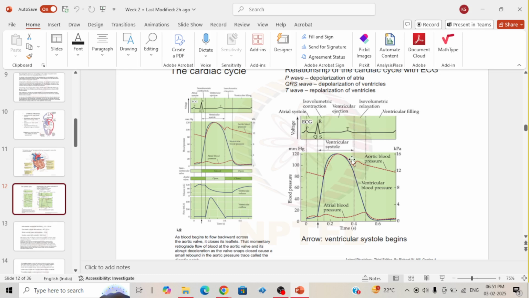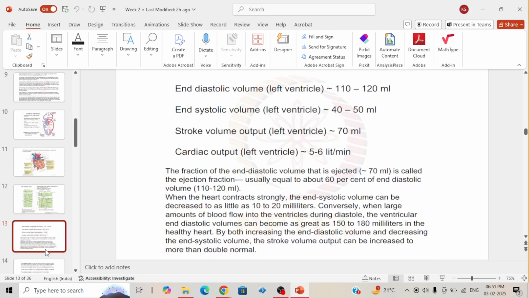And there is this phase of isovolumetric relaxation. When the ventricles are relaxing, the semilunar valves are also closed, so this is the phase of isovolumetric relaxation. And then again the next cycle starts when the atrium again gets the blood, and this is how the whole cycle proceeds. So this was the contraction cycle.